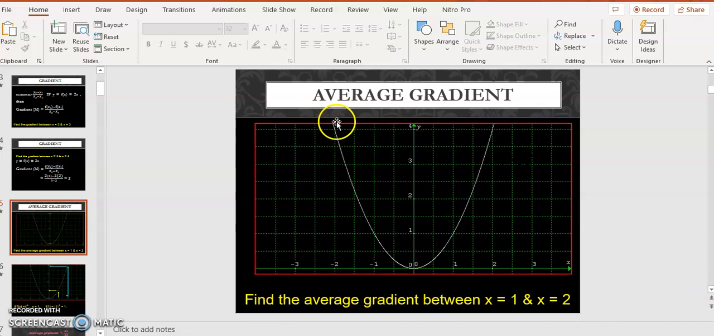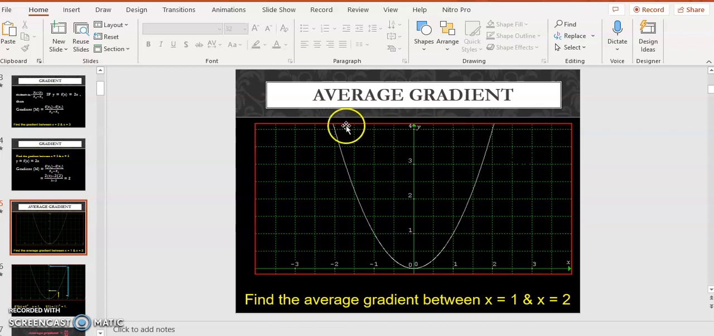Here you see that this is a quadratic graph, a parabola. How do you call this? A concave up. Concave up, like that. If it is moving this way, it is concave down. So what we have here is a concave up parabola. Another name is quadratic graph. And they are asking us to find the average gradient.